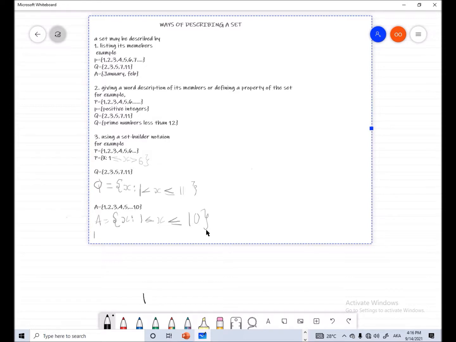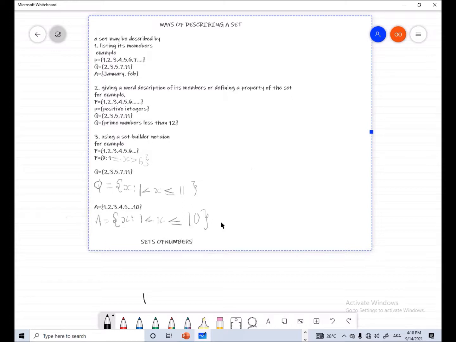Now we know all these things. Let us look at the definitions of some elements that we are going to use. Today we are looking at ways of describing a set, and we are done with that. So let's look at some definitions of sets of numbers. Let's make the topic sets of numbers.